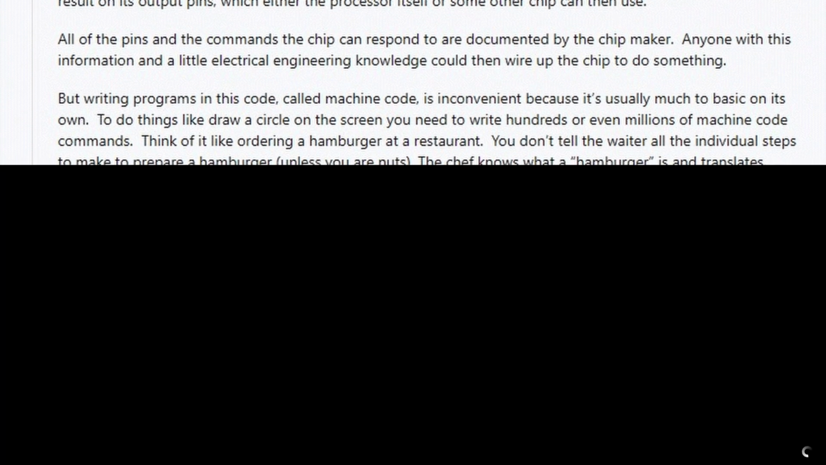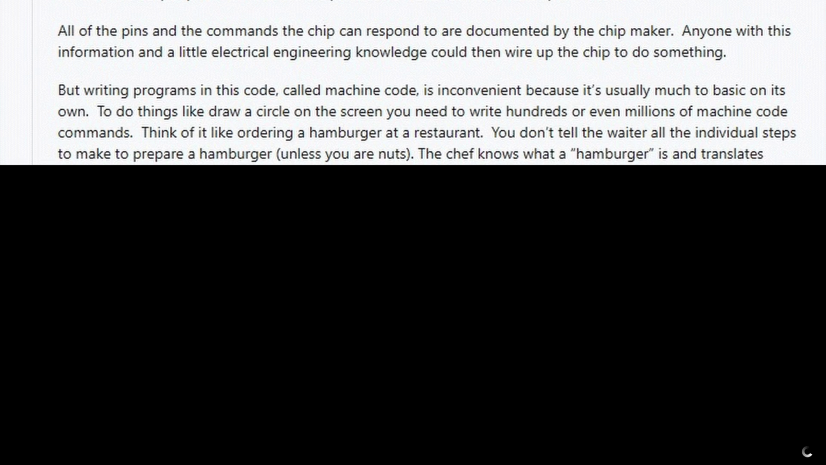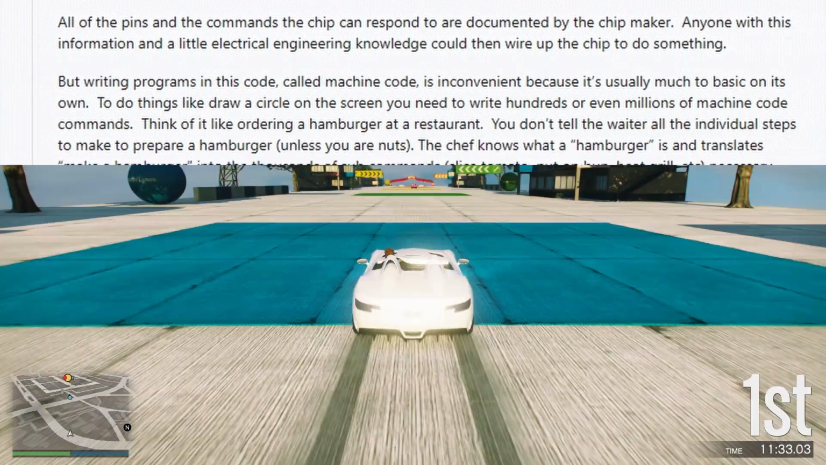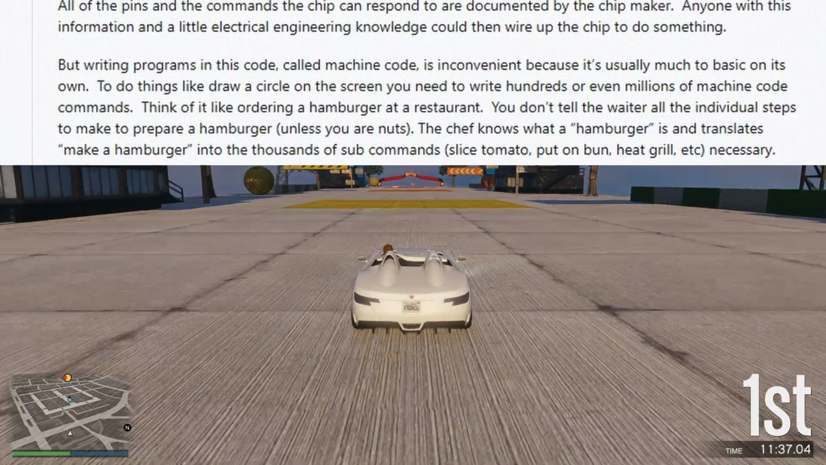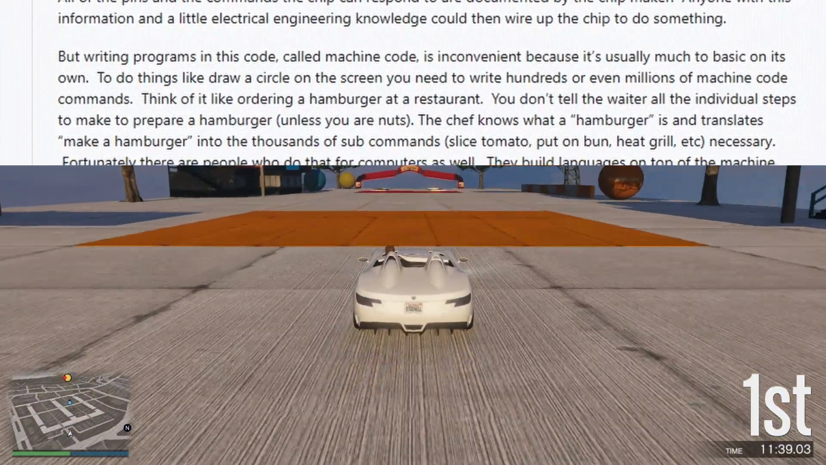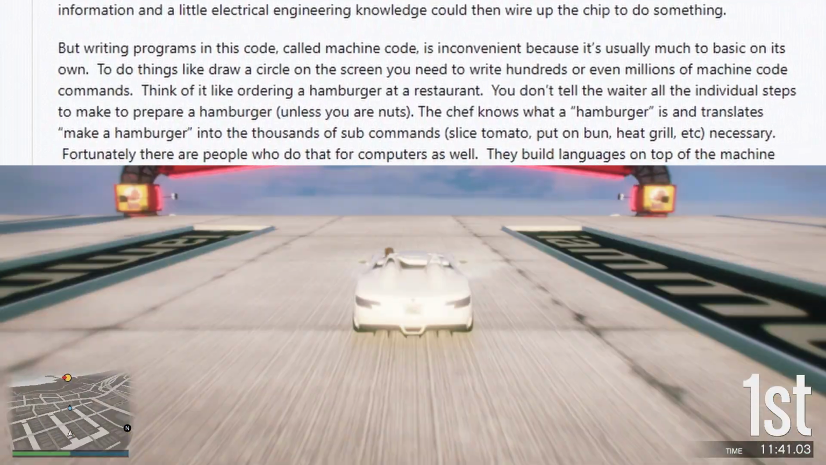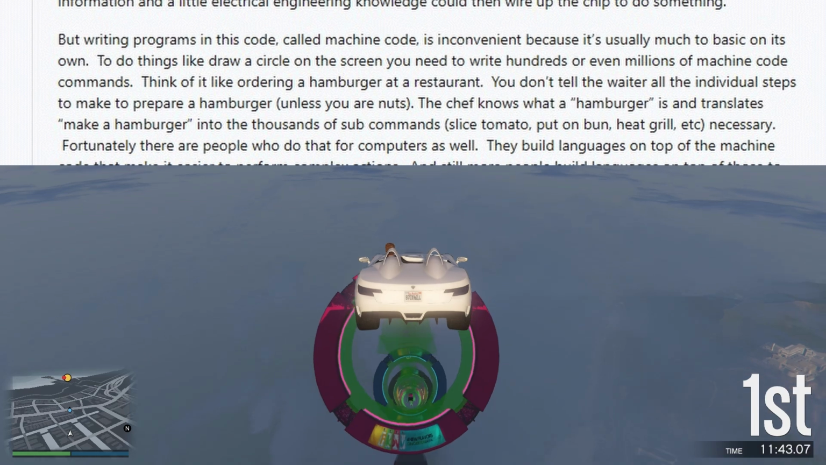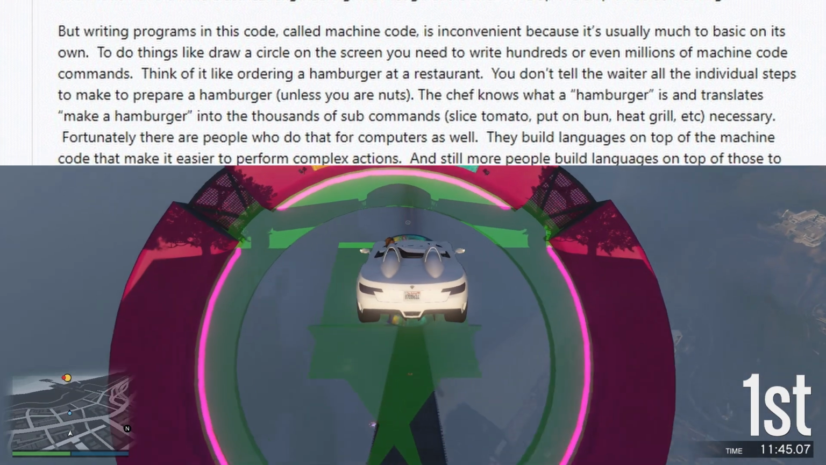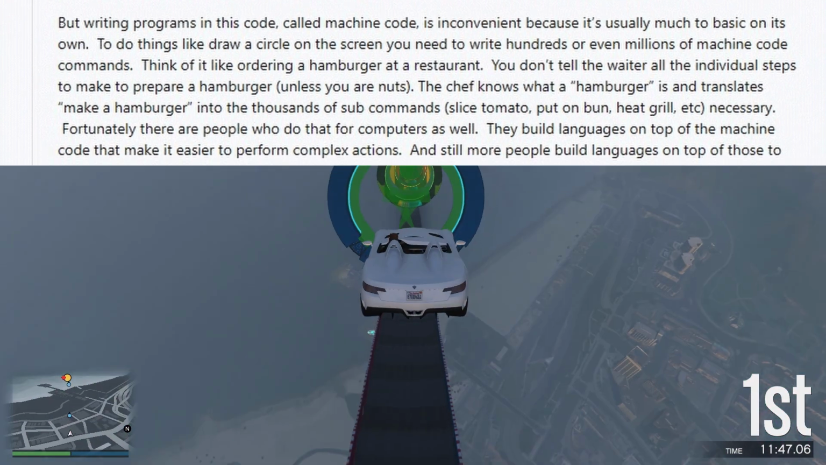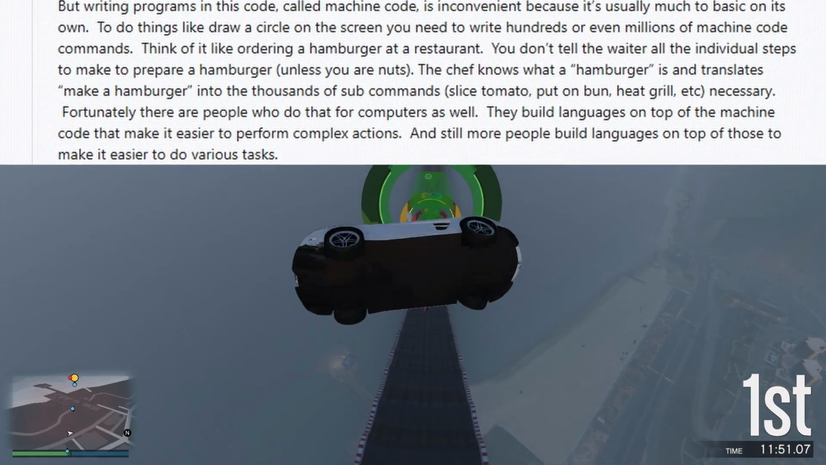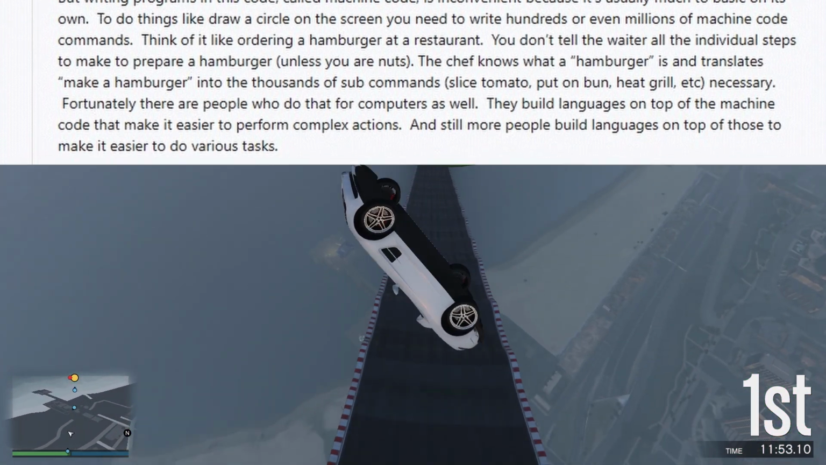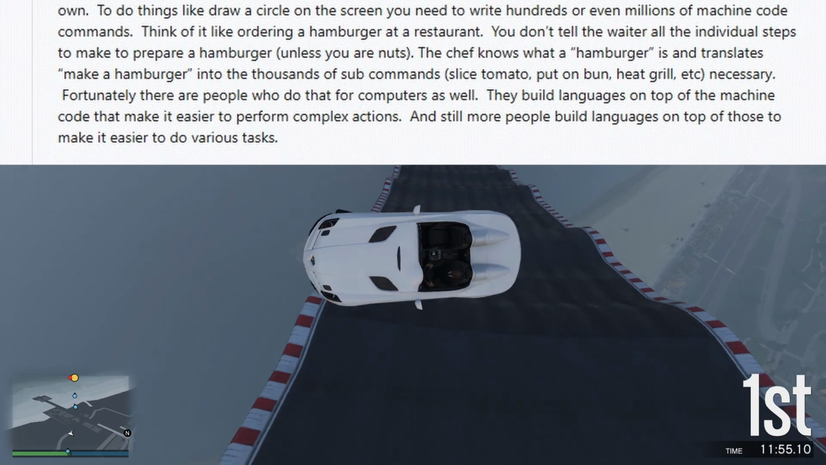To do things like draw a circle on the screen, you need to write hundreds or even millions of machine code commands. Think of it like ordering a hamburger at a restaurant. You don't tell the waiter all the individual steps to prepare a hamburger, unless you are nuts. The chef knows what a hamburger is and translates "make a hamburger" into the thousands of subcommands necessary: slice tomato, put on bun, heat grill, etc. Fortunately, there are people who do that for computers as well.